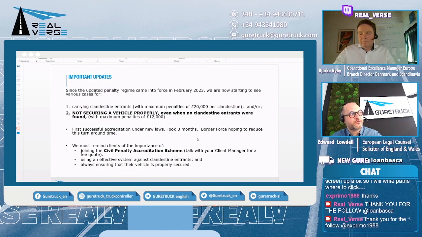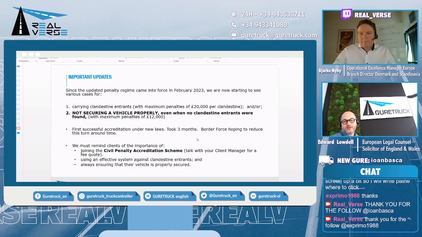The second thing we've observed, which is quite important for clients, is we've seen cases where Border Force have opened a case where the vehicle has not been secured properly. In the beginning, we thought this would only be reserved for cases where clandestine entrants were found in the vehicle. But actually, if you go to the UK and your vehicle isn't secured, if you're not applying a padlock, a seal, and a security cable to your vehicle, you can receive a fine with a maximum total of £12,000.